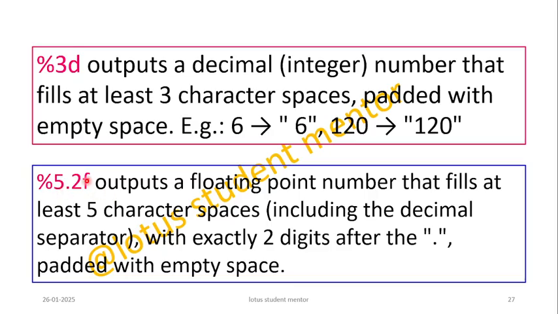And after that, what is that? After the decimal, how many digits of the floating number will be there? 2f means 2 digits will be printed, padded with empty spaces. Similarly, that is the meaning of this: what is %3d, %5.2f?